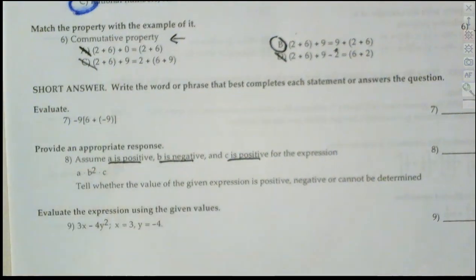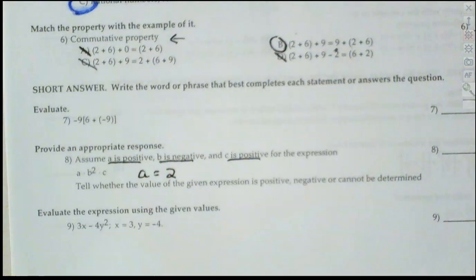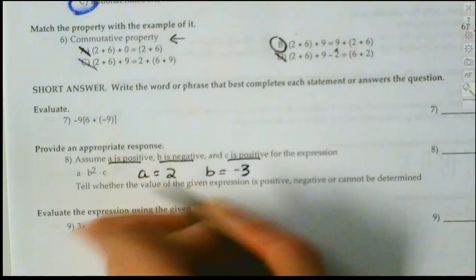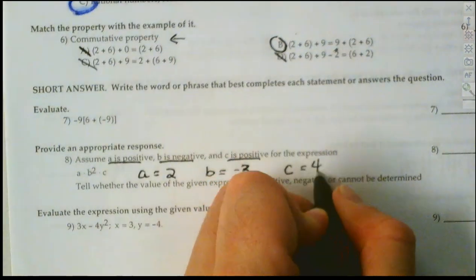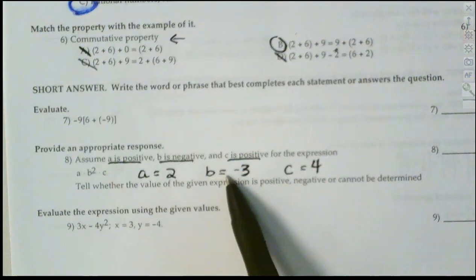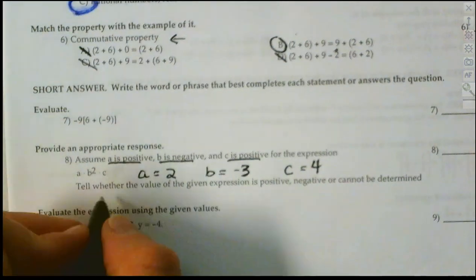So what do we know about A? Positive. So let's pick an easy number to work with. How about 2? 2 is a positive number. You can use any number for A. Just make sure it is what? Positive. Okay? What about B? B is negative. So let's say we pick a negative 3. You just make sure it's negative. And what do we know about C? Positive. So how about we pick 4? It doesn't matter what numbers you pick. Just make sure A is positive, B is negative, and C is positive. And now what's going to happen when I multiply these together?